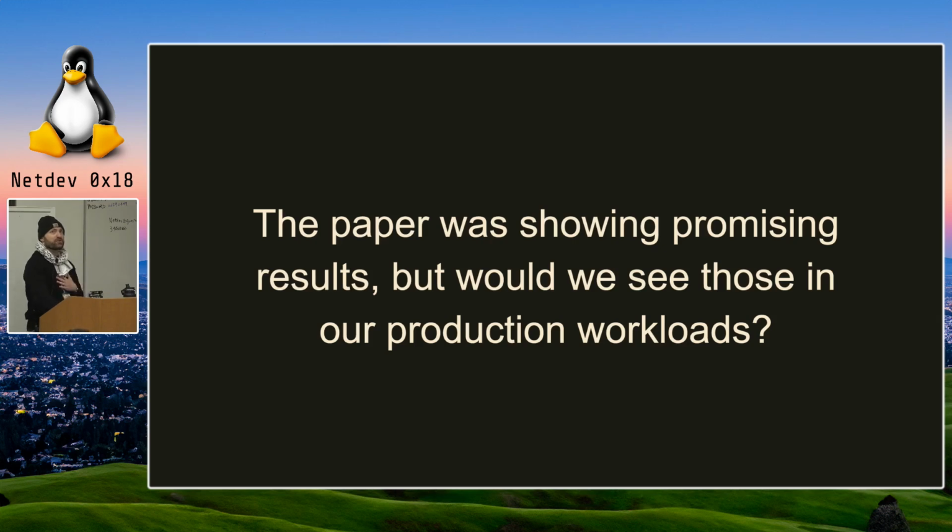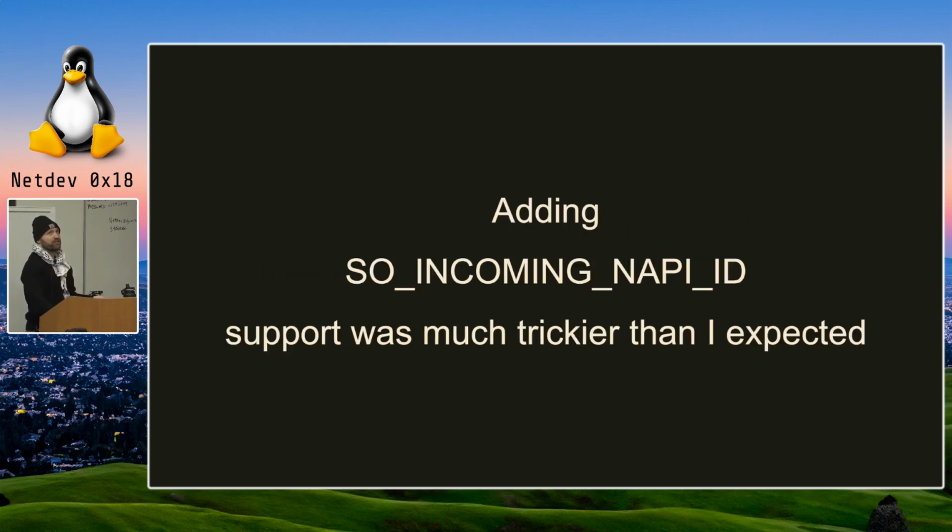And so the paper was showing promising results, but would I see those same results in our production workloads? Well, the only way to answer that question would be to try actually using SO_INCOMING_NAPI_ID, and adding support for that to our app was much, much trickier than I expected. And I'm going to explain to you what we did. There's probably a lot of different ways to solve this problem, but I'm going to tell you about what we did.